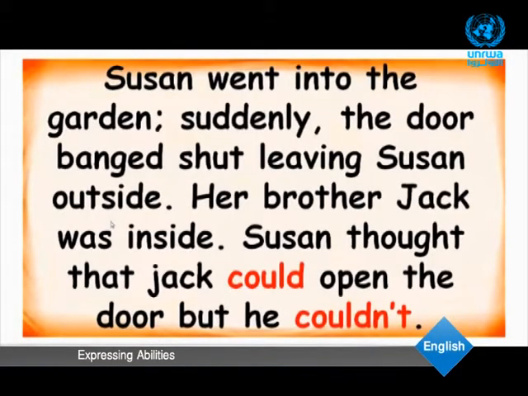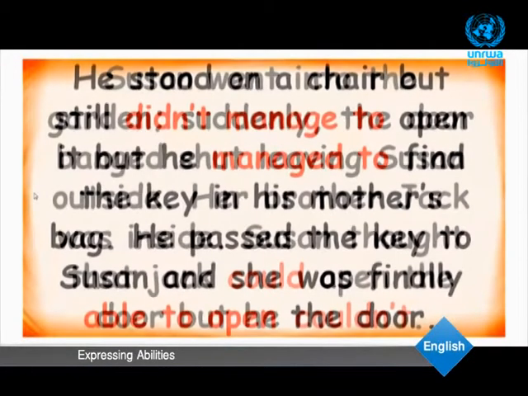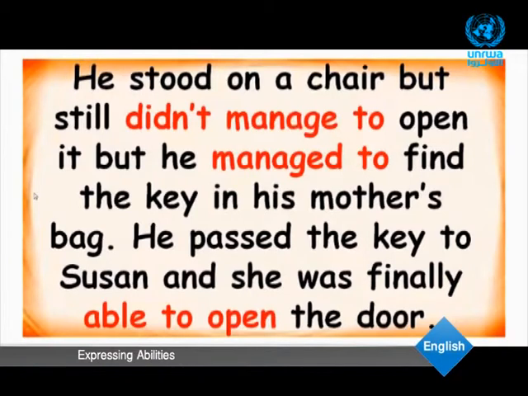Susan went into the garden. Suddenly, the door banged shut, leaving Susan outside. Her brother Jack was inside. Susan thought that Jack could open the door, but he couldn't. He stood on a chair, but still didn't manage to open it. But he managed to find the key in his mother's bag. He passed the key to Susan, and she was finally able to open the door.